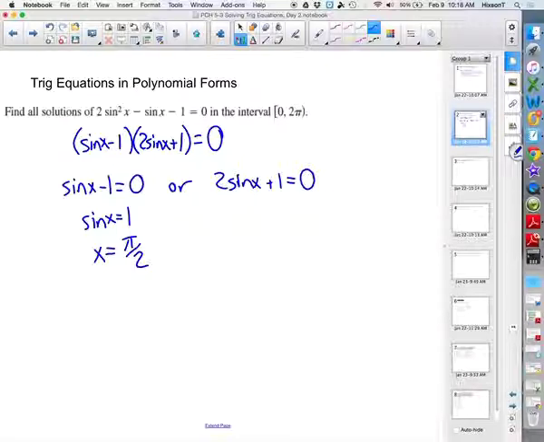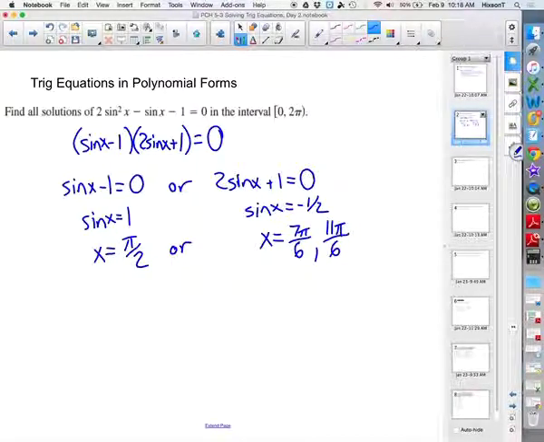Alright, so we have that, or here sine would equal negative 1/2. So now where is sine equal to negative 1/2? Third and fourth quadrants. Our reference angle is pi over 6. So pi over 6 in the third quadrant is 7 pi over 6. And then in the fourth quadrant it's 11 pi over 6. There we go, 11 pi over 6. Very good.